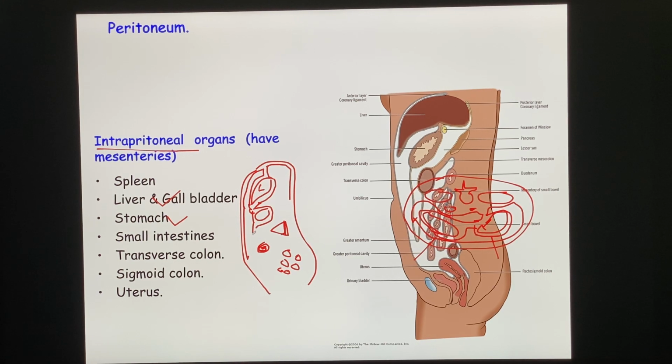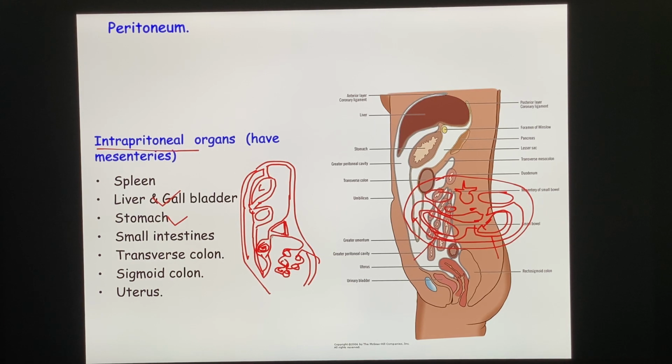Now you can see here further it goes down like that, and then it comes back like this. Then it goes over the transverse colon, goes over the pancreas, and goes to the posterior abdominal wall. This one you can see is going behind the transverse colon, going to the inferior surface of the pancreas, and then going back to the posterior abdominal wall. Then it comes back and encloses all the coils of the small intestine this way.